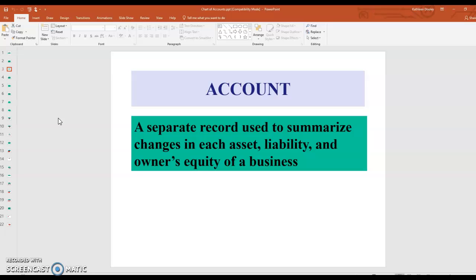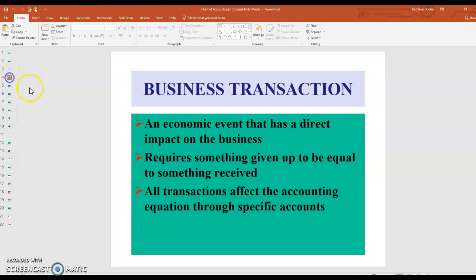If we have an account where we owe money to a supplier, we call that accounts payable, and if we have an increase in the amount that we owe to a supplier, we'll have an increase in accounts payable. If we have a decrease in a particular account, then we'll show the decrease in that account. It's a separate record for each thing that the business owns, owes, or has equity in.